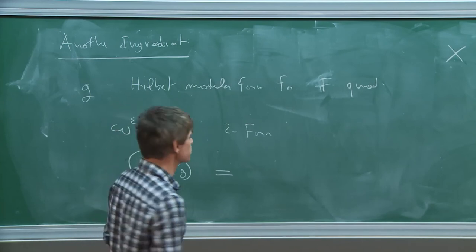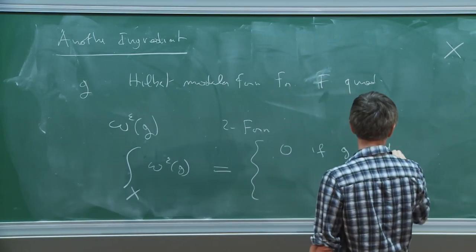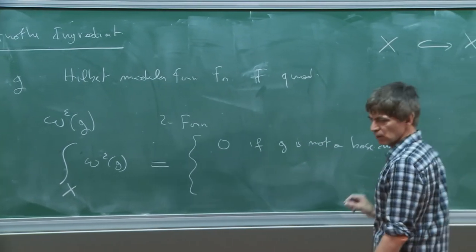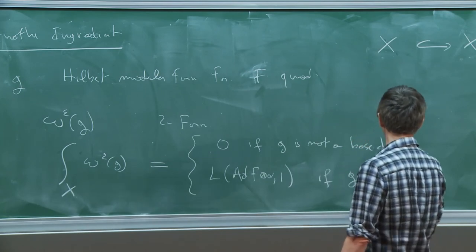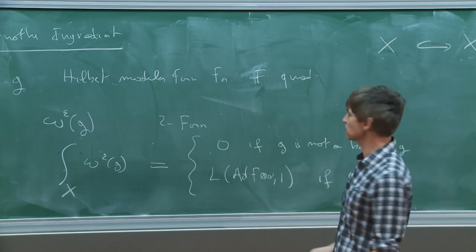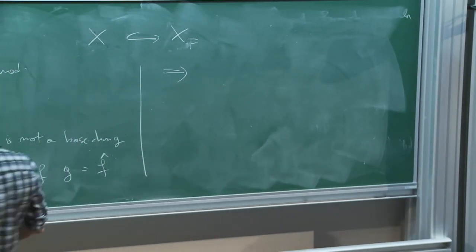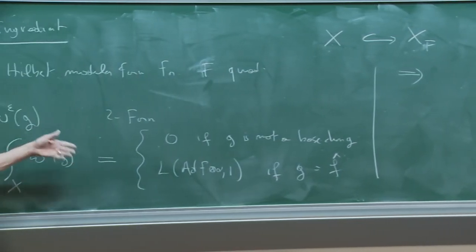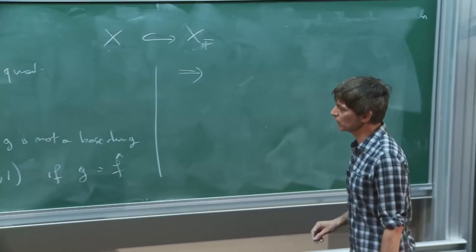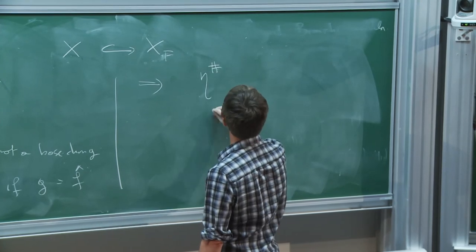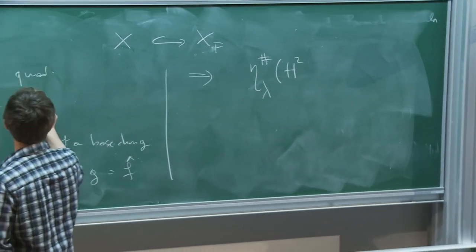And so in that case, you get the following. You get zero if G is not a base change. And otherwise, you get the adjoint L value of F twisted by alpha at 1 if G is f hat. So using this, you can show that if you have a congruence between a form G, which is not a base change, and f hat modulo p, that tells you that this value is zero modulo p. Okay. So therefore, that tells you that this eta lambda of H 2. Okay, so here epsilon has to be plus minus or minus plus.